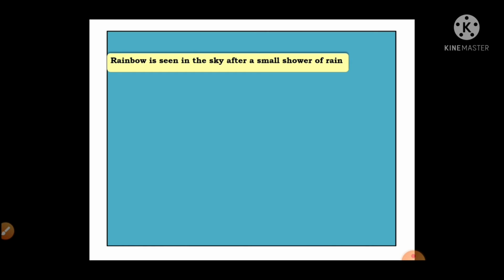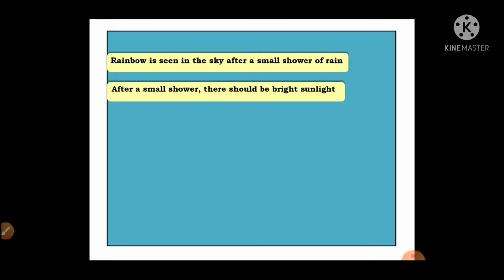Rainbow is seen in the sky after a small shower of rain. Generally, after a rain, you can see a rainbow. After a small shower, there should be bright sunlight. After a rain shower, if there is bright sunlight, there is a chance a rainbow can be seen. So let us understand how a rainbow forms.